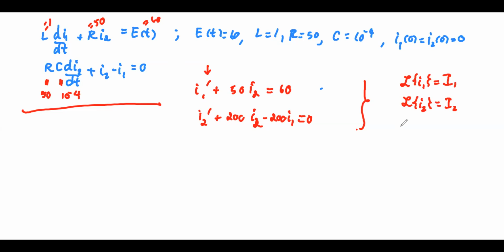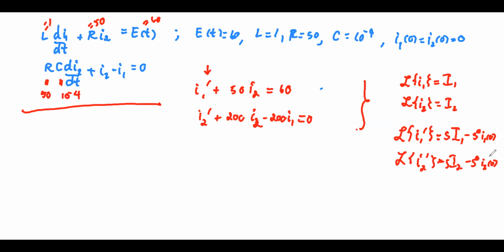And then the Laplace transform of the I1 prime is s multiplied by the uppercase I1 minus s to the 0 times I1 at 0. Laplace of I2 prime is s I2 minus s to the power 0, I2 at 0. And very nice that I1 and I2 at 0 is 0. Then we just have s times I1 and s times I2 for the Laplace transform of the first order derivative of I1 and I2.